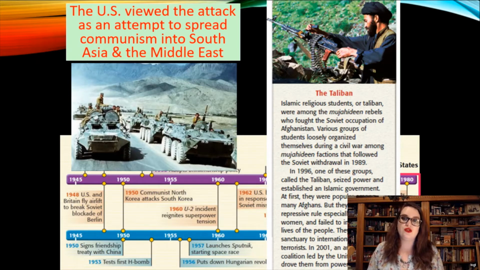Various groups of students loosely organized themselves during a civil war among the Mujahideen factions that followed the Soviet withdrawal in 1989. Now, in 1996, one of these groups, called the Taliban, seized power and established an Islamic government. At first, they were very popular among many Afghans, but they imposed a repressive rule, especially harsh on women, and failed to improve the lives of people. They also gave sanctuary to international Islamic terrorists. And then in 2001, an anti-terrorist coalition led by the U.S. drove them from power. They're still out there.